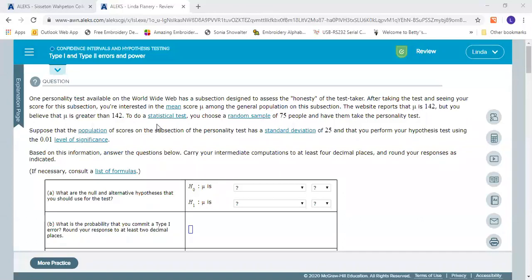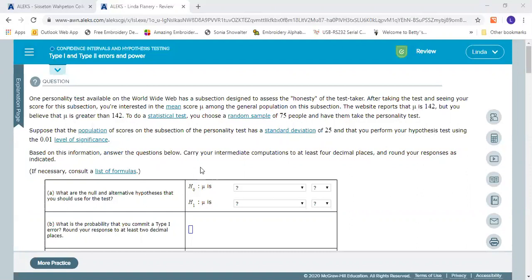To do a statistical test, you choose a random sample of 75 people and have them take the personality test. Suppose the population of the score on the subsection of the personality test has a standard deviation of 25, and that you perform your hypothesis test using a 0.1 level of significance.